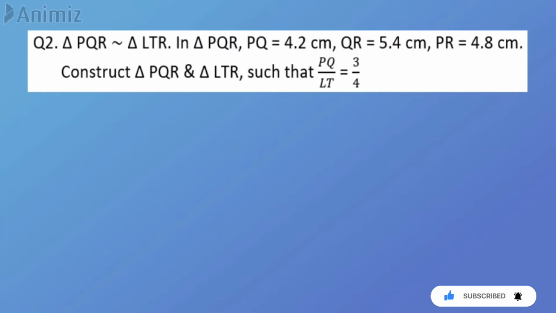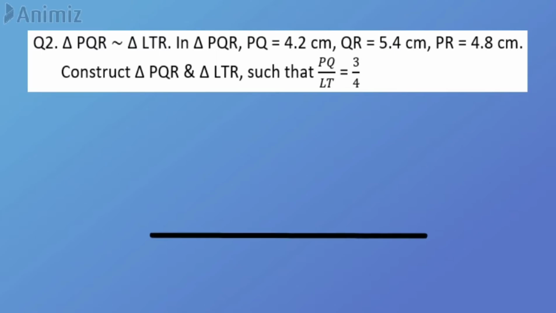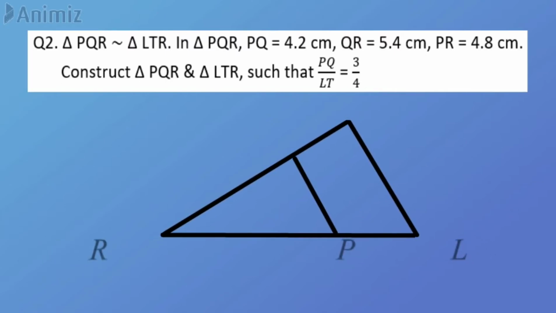Now the previous sum is completely different. There, two separate triangles were there. But here one vertex is common. So you will get the triangle like this. Let's discuss this rough diagram. Now in the ratio, the numerator is smaller. So your first triangle is a smaller triangle and the second triangle is a larger triangle.